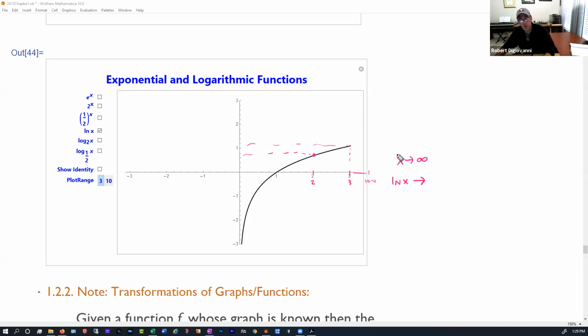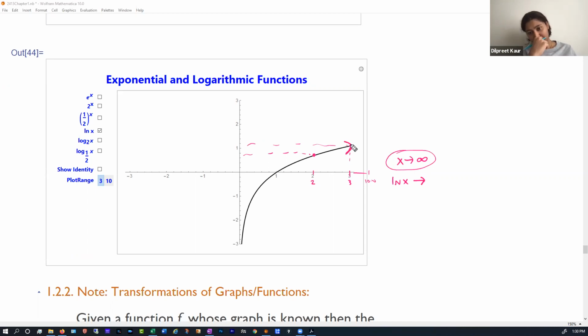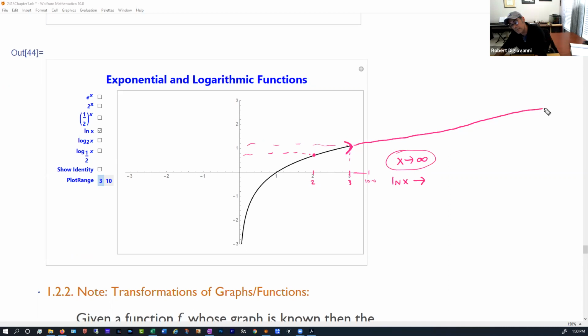So as x gets bigger, what's happening to the y values of the function? Are they getting bigger, smaller? Bigger. Bigger, right? Look at this arrow. It implies that this grows and grows. It's not very fast, but it is getting bigger. So we would say it goes to infinity. So for the natural log function, as x gets big, so does the function.